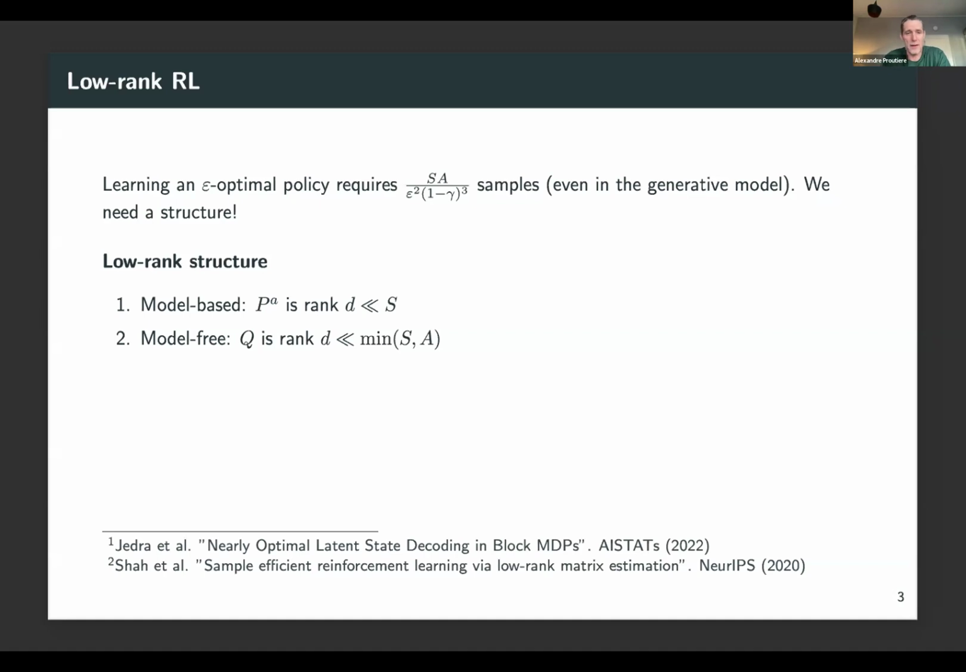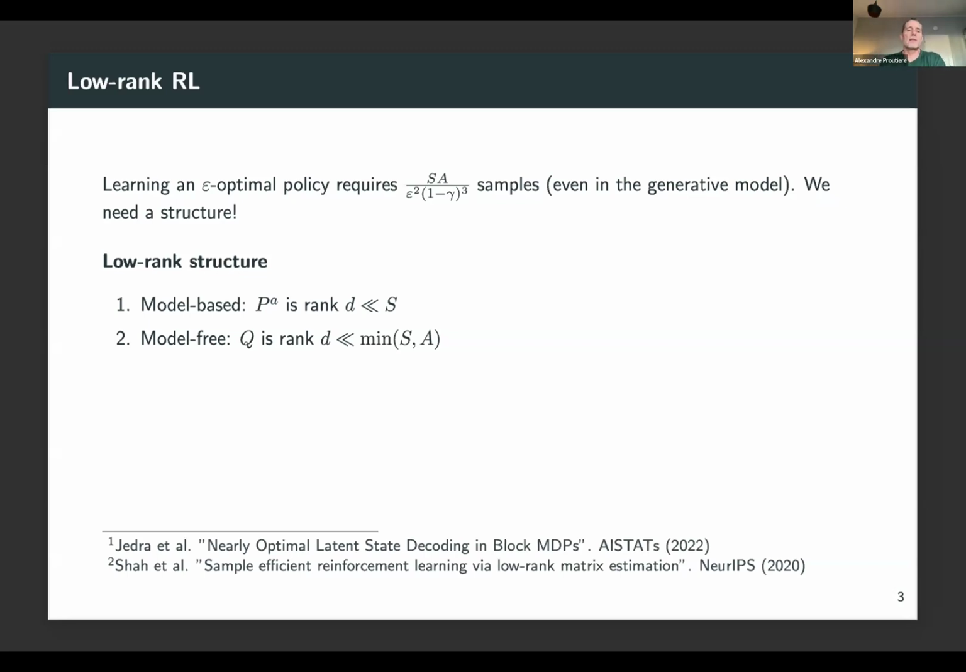So in this talk, I will focus on what we call the low rank structure, which for the model-based setting is saying that the dynamics is represented by low rank matrices. So for example, the transition matrix of the Markov chain corresponding to always selecting the same action would be of rank d, much smaller than S.